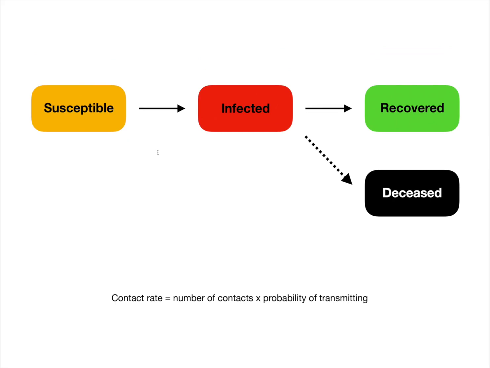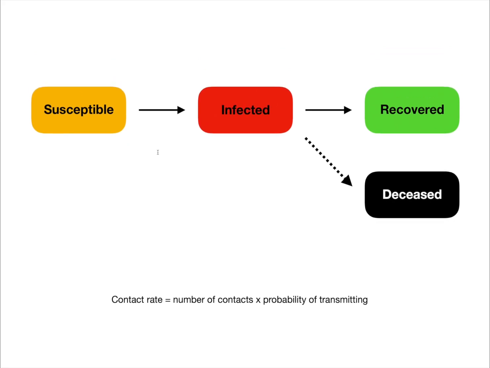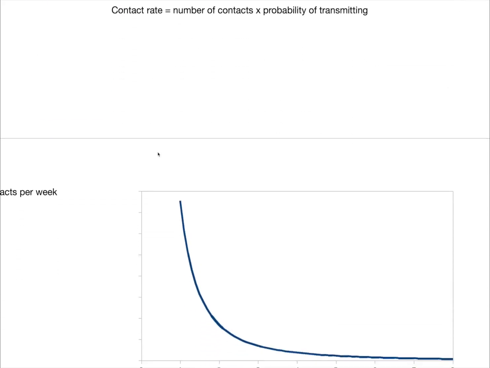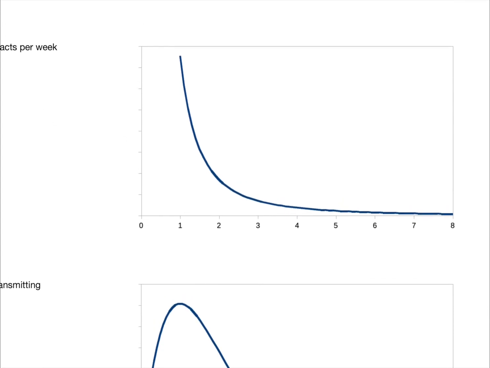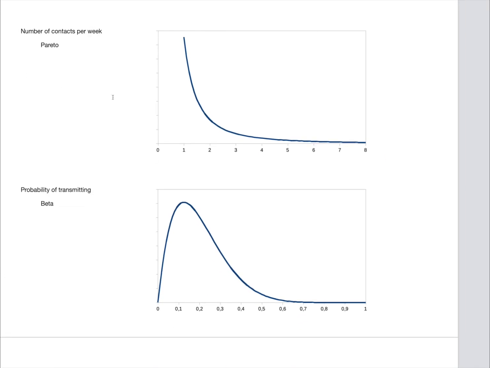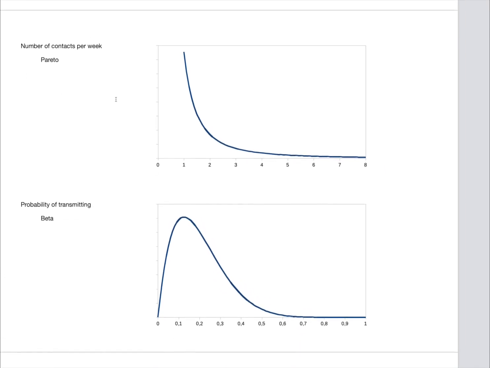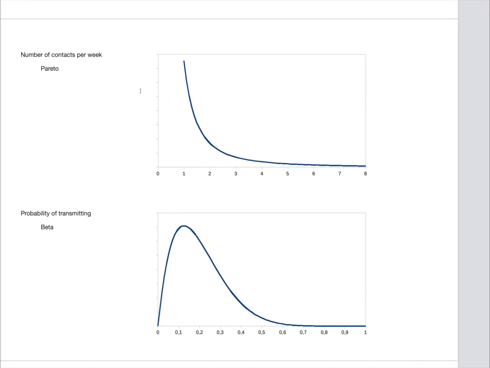But when I started out with this, I was thinking, how can I simulate this to reflect reality? So what I did was to use, let me just zoom this out a little bit. There we go. So what I did was to simulate the number of contacts per week using a Pareto distribution. This is an 80-20 type distribution. So 80% of the disease gets spread around by 20% of the people. This is what your typical contacts per week look like.